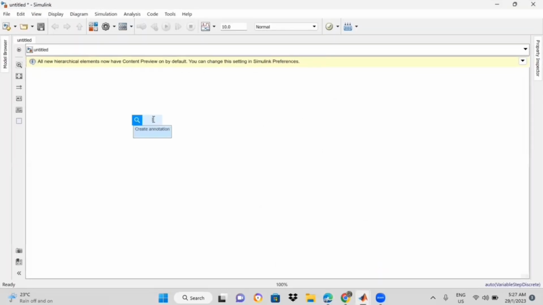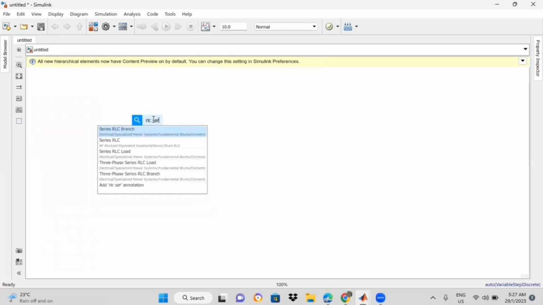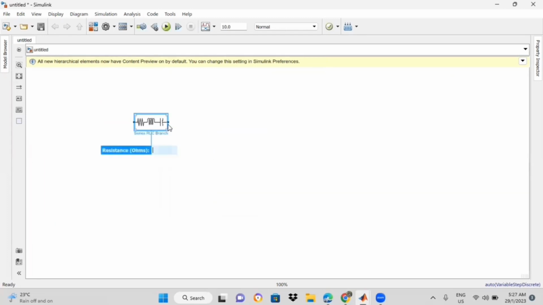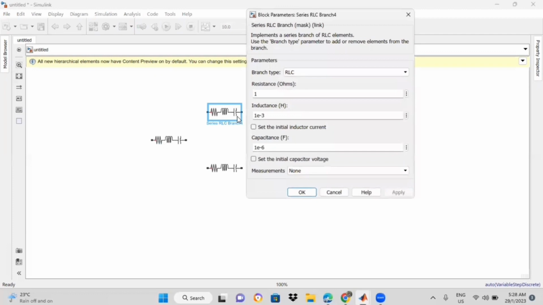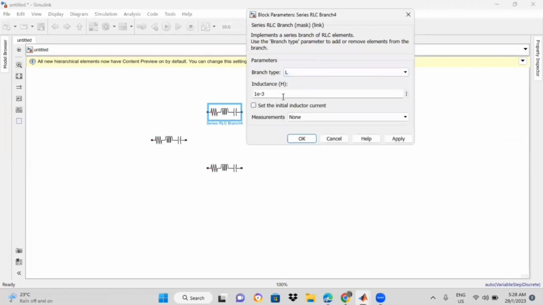MATLAB, and then based on the question, we will need 3 resistors, 1 inductor and 1 capacitor. So using the RLC series branch, we can obtain all the components. Okay, first we need to arrange all the components based on the question. And then we choose which component in the RLC series branch that we want to use.